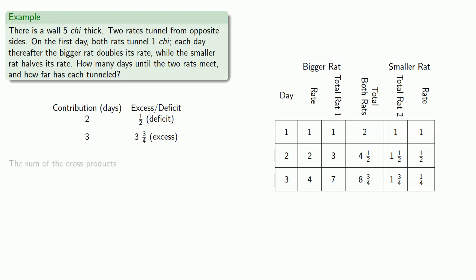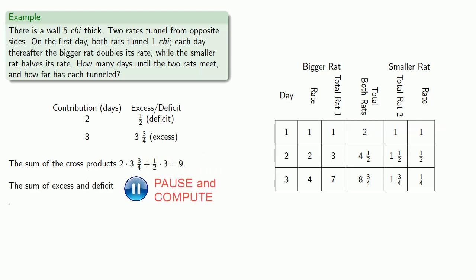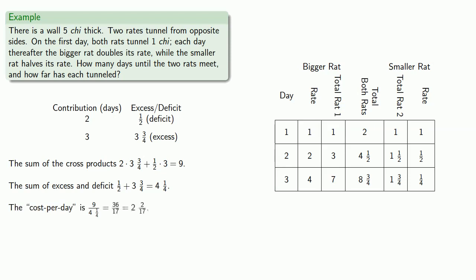And so again, we'll find the sum of the cross products, the sum of the excess and deficit, and the cost per day. That's 9 divided by 4 1/4, and this is the amount that makes the excess and deficit 0. It's the time to completion.